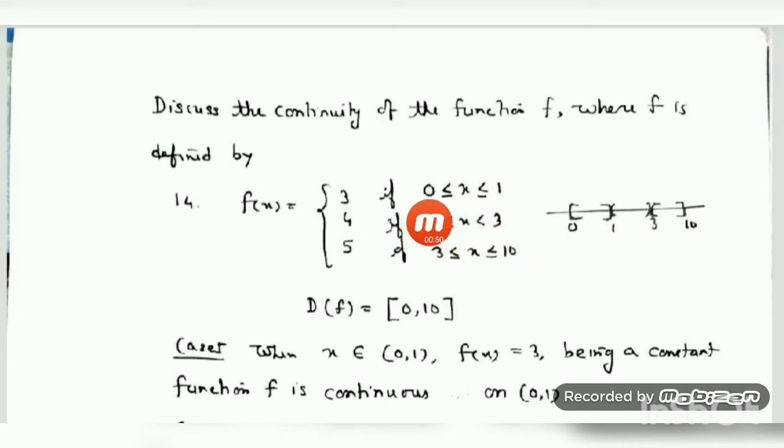Now the first interval is from 0 to 1, including 0 and 1. Next, the interval from 1 to 3, an open interval in between. Then the next, 3 to 10. That means this function is defined from 0 to 10, including 0 and 10. Therefore the domain of the function is 0 to 10. Okay, it's not all real numbers, right?